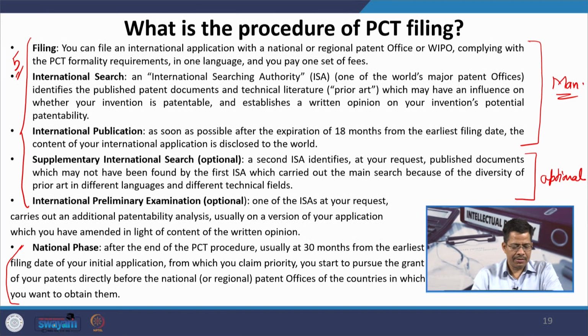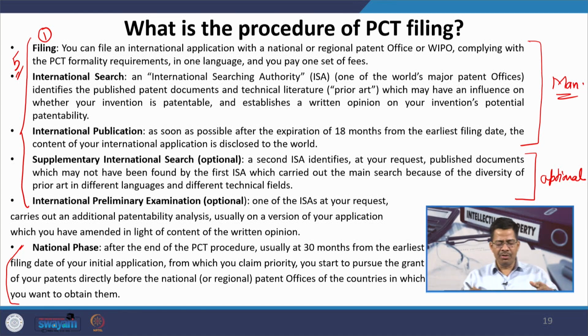So, first is filing, obviously, where you can file an international application with a national or regional patent office or WIPO office complying with the PCT formality requirements in one language, and you can pay one set of fee. There are different types of offices available to file your application when you are going for a PCT application. Like in India, you can submit this application in the Indian Patent Office, or you can submit your application in WIPO's office available in India.